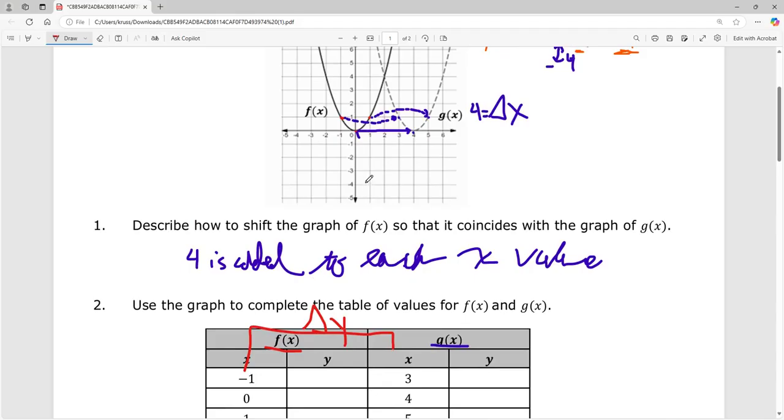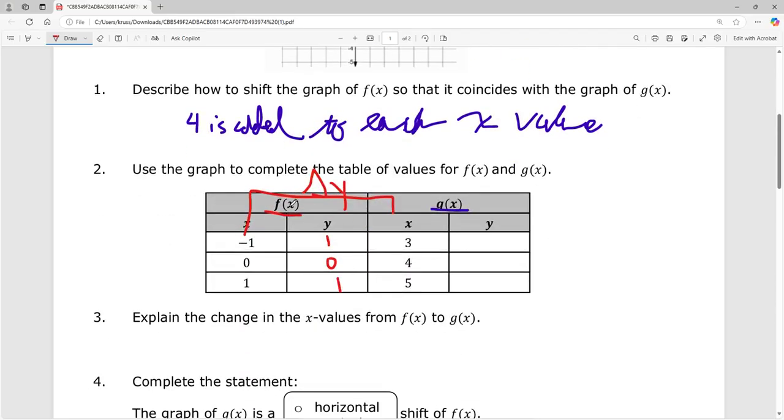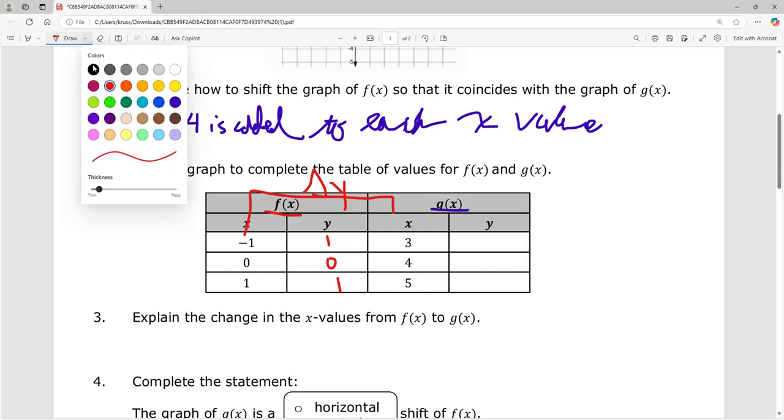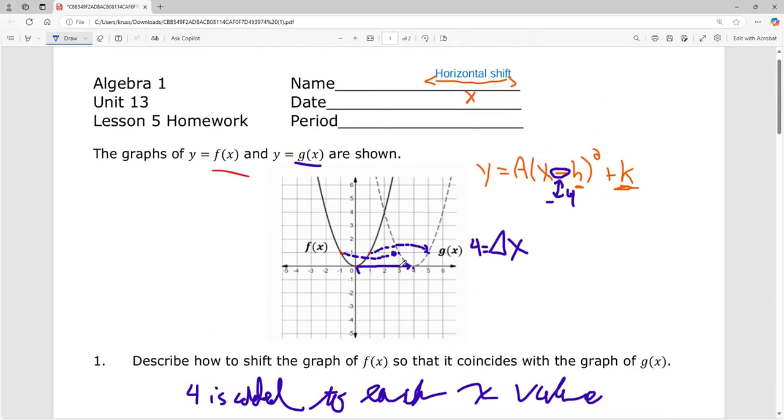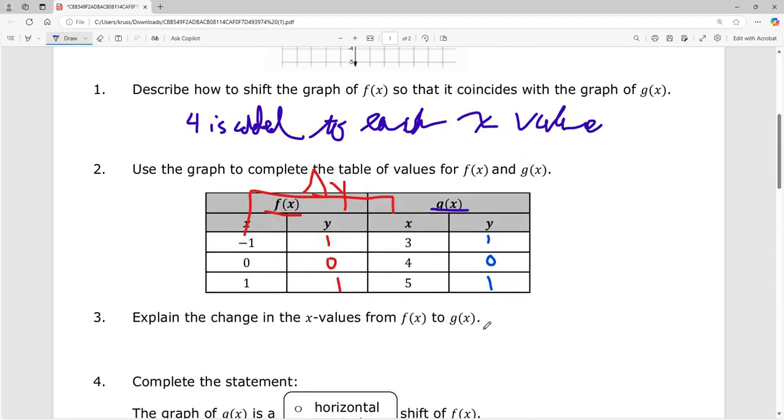So for f sub x, when x was -1, y was 1. When x is 0, y was 0. When x is 1, y was 1, right? And my transformation for my points all added 4 here, right? So for my y value, the same points, same values, right? When x is 3, y is 1. When x is 4, y is 0. When x is 5, y is 1. So that's the relationship right there.